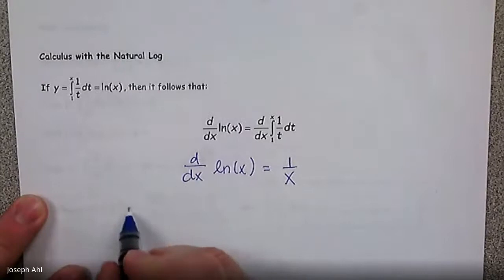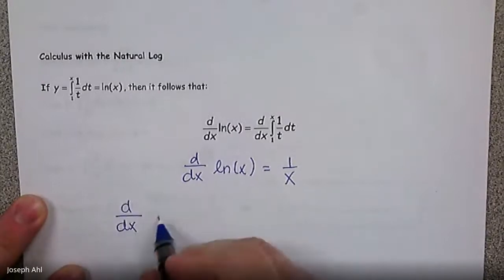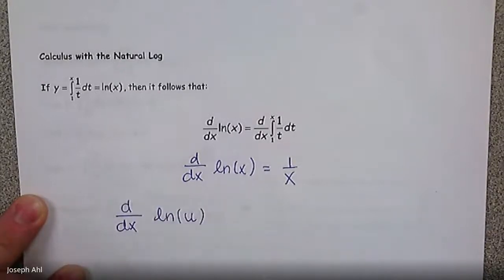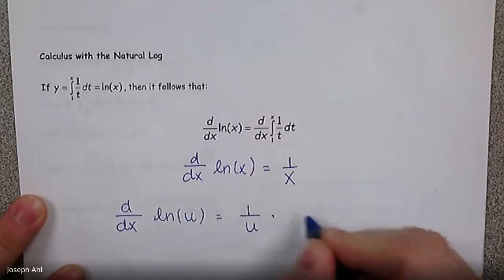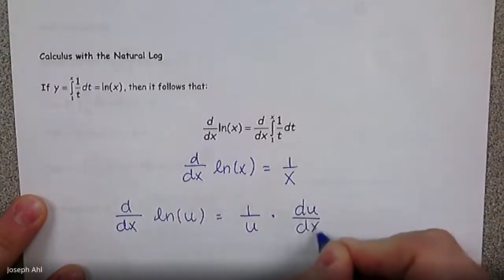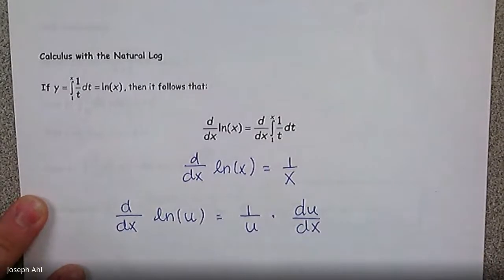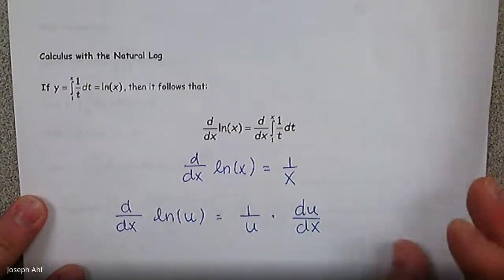Just as a quick generalization as well, the derivative with respect to x of some function ln of u would be, in general, 1 over u times the derivative of the inside with respect to x. So a little bit of a chain rule step here: 1 over the quantity on the inside for our derivative times the derivative of the inside, as the chain rule implies. Okay, let's see if we can put that into practice on the next page.